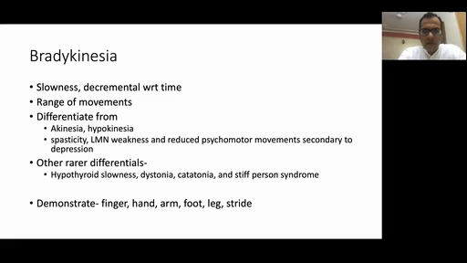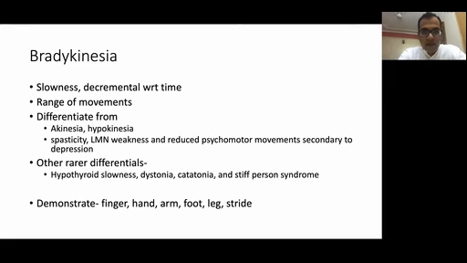Very rarely you may see weakness, but you should be able to very clearly discern that this is not bradykinesia or hypokinesia, rather it's motor weakness. And very severely depressed patients may have drastically reduced psychomotor movements. Their face will be down, they won't be looking up, they'll be walking very slow, movements will be very slow, and you have to make sure that that's not the case.